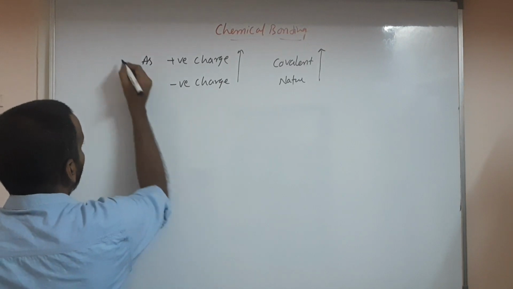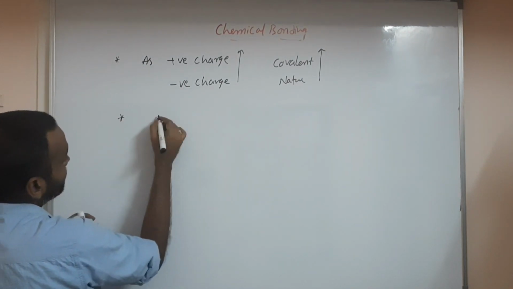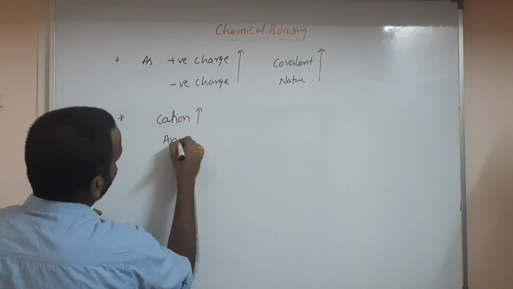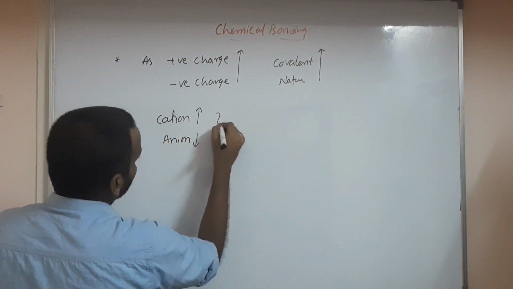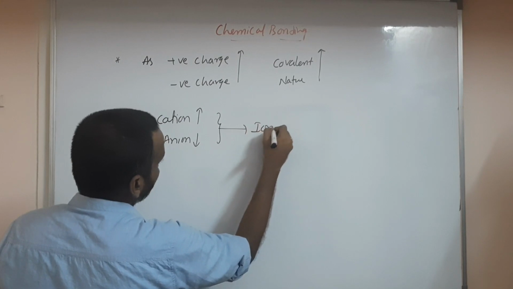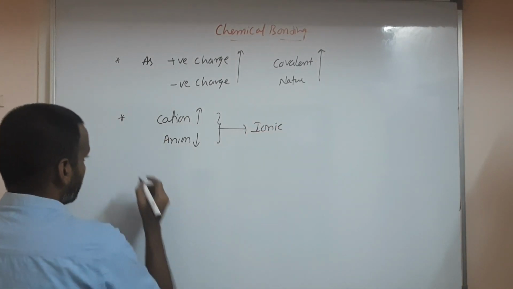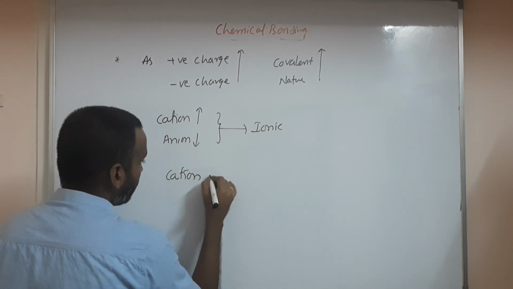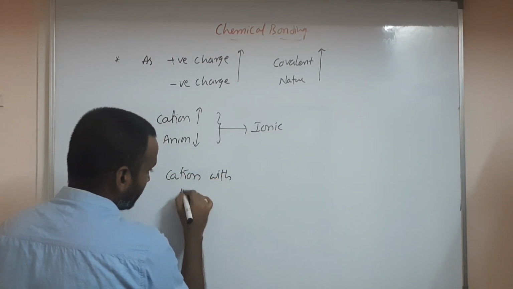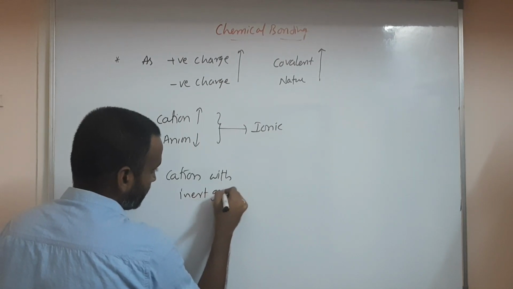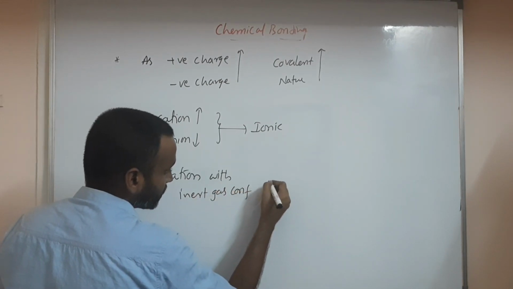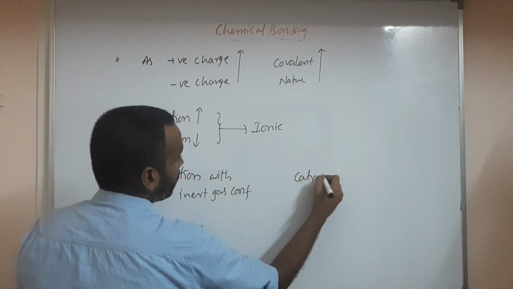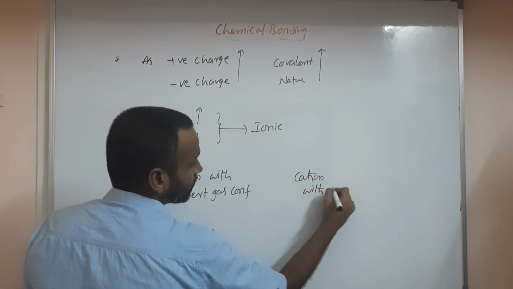These are the important points. As I said, if the cation is big and the anion is small, then what nature? Ionic bond. One more thing: a cation or anion with inert gas configuration has more ionic nature than a cation with what?